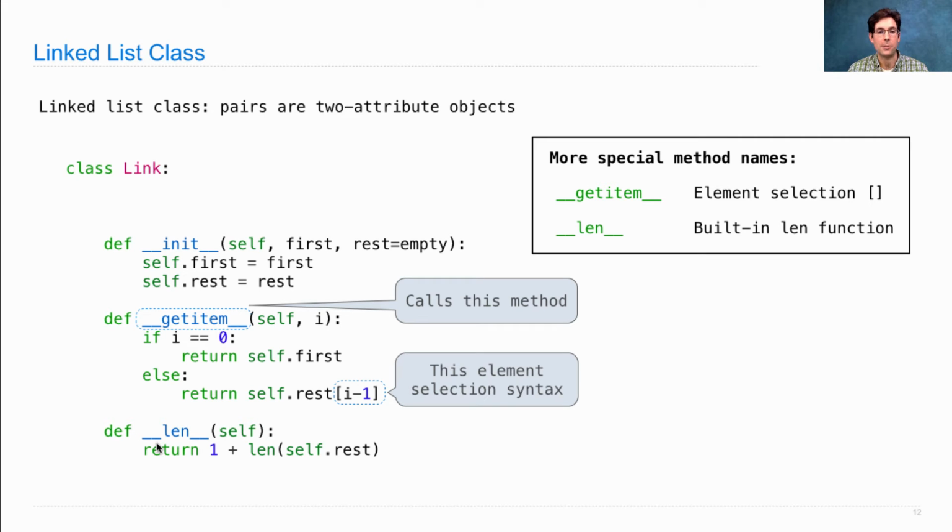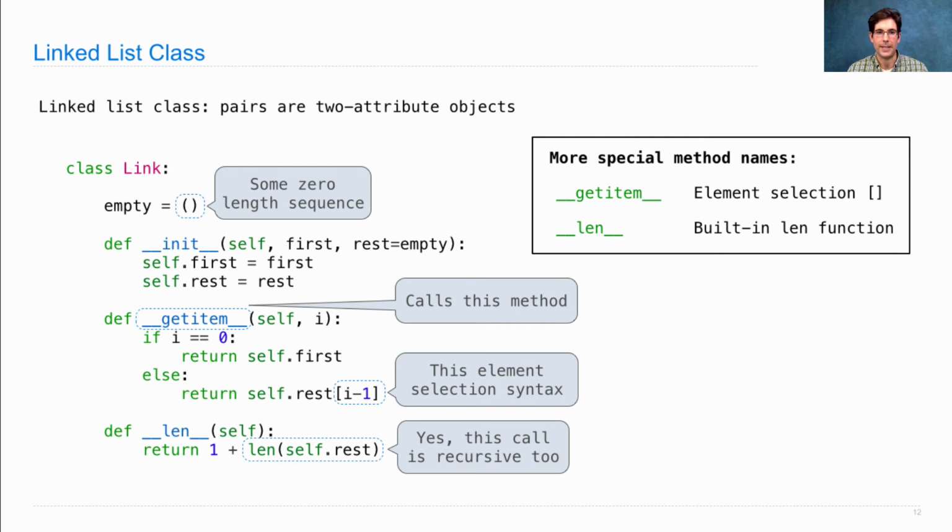We can define len recursively as well, because calling len just invokes the __len__ special method on its argument, and rest is also an instance of the link class. So the length of self is just 1 plus the length of the rest of self, where this is a recursive call too. Now what's its base case? Its base case is when we reach an empty list with a length of 0, which we still need to define. So here's a simple way to do it. We just say empty is the empty tuple, which is just some 0 length sequence, so that len does the right thing on this empty sequence. We could use something else too, or define our own class for empty linked lists, but this is a simple way to get the right behavior for len, and then that's our default value for the rest of the list when we need it.